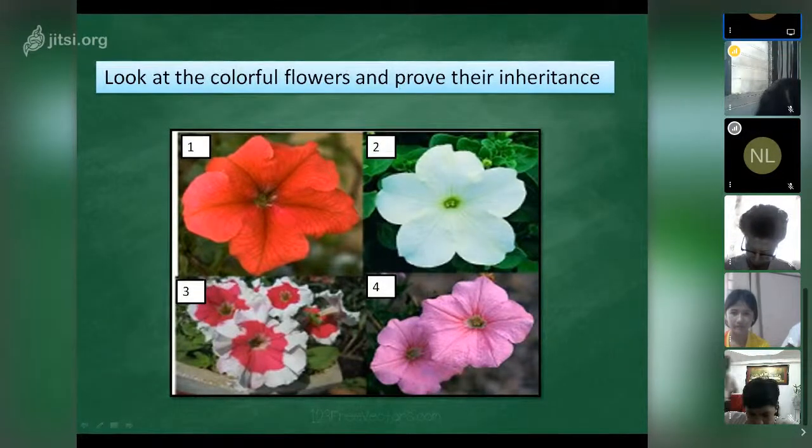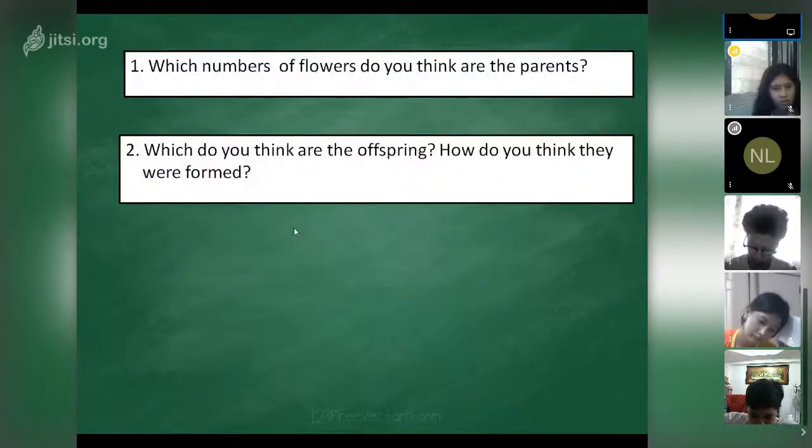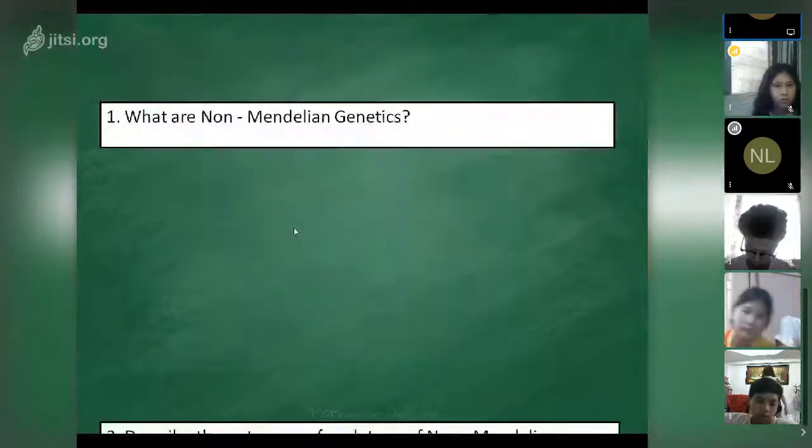Class, did you get the difference between incomplete dominance and codominance? For those who did not turn on their camera, I hope you listen. Do not walk around, class. I hope you listen. This is not for me, this is for you. As much as possible, comment. I hope those who turned off their cameras are not walking around.